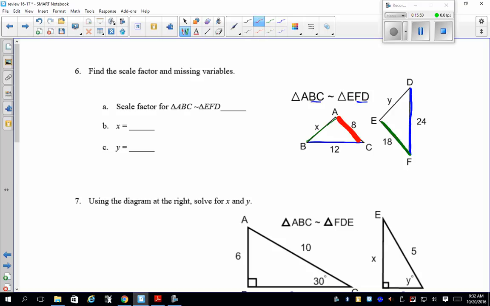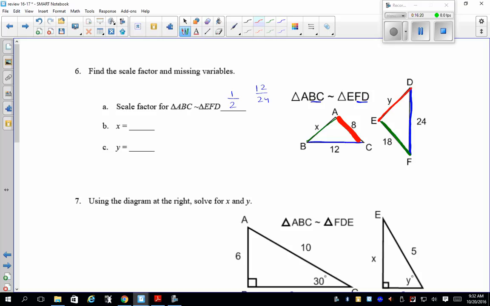And 8 is going to go with y. Okay, so I'm going to use the two sides that have numbers for the scale factor. And it's 12 over 24. And if I simplify that, I get 1/2.